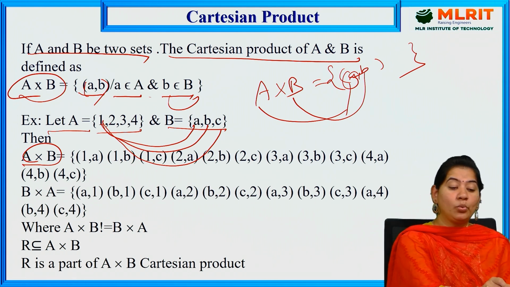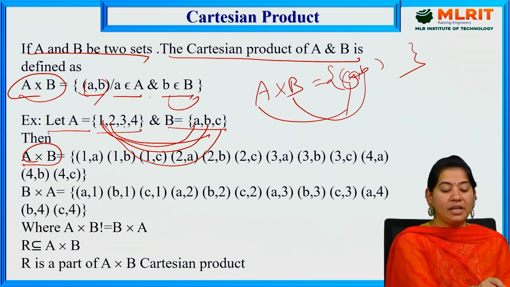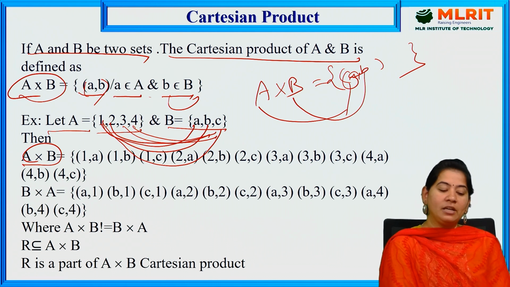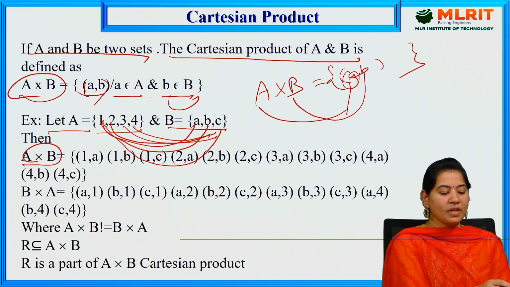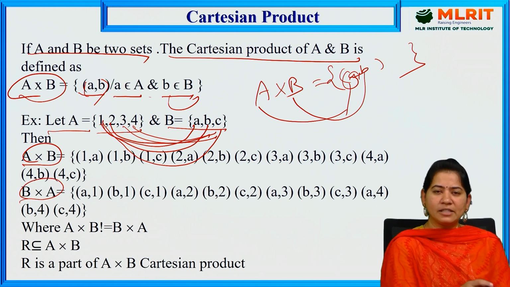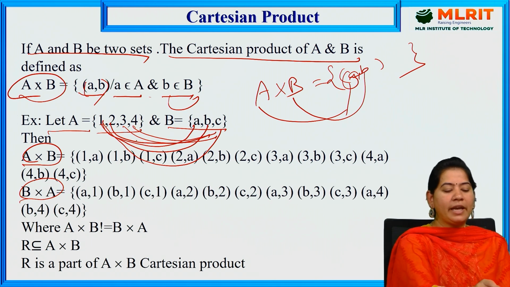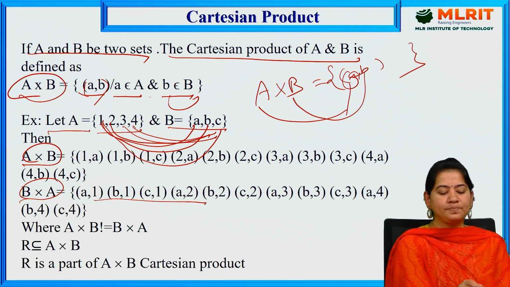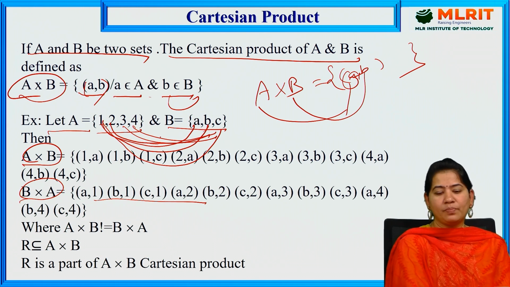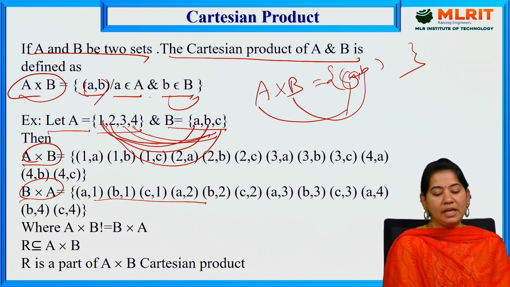Again 2a, 2b, 2c. Again 3a, 3b, 3c. Next 4a, 4b, 4c. That is the cross product, that is nothing but the Cartesian product. So every element in set A will be multiplied with every element in set B. In the same way we can also do B cross A. First you consider set B as the first set and set A as the second set. Then you will get a1, a2, a3, a4, b1, b2, b3, b4, c1, c2, c3, c4 like that.